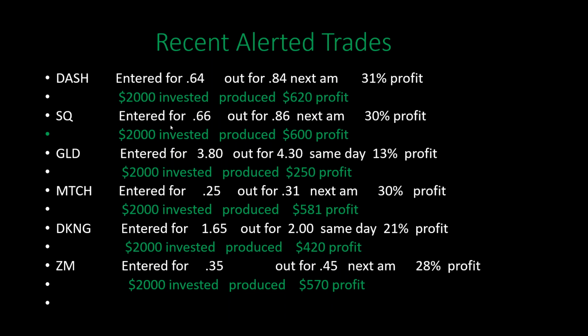So here we had Square. Again, 30% profit, $600 profit. Gold, fairly small win here. Made 50 cents on it, 50 cents a contract, $250 profit on a $2,000 investment.